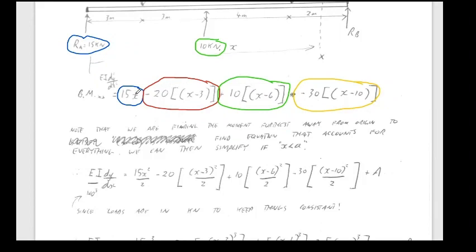We're going to integrate all of this once to get the slope. We're going to integrate it again to get the deflection. When we do that, we're going to use Macaulay's method, so if any of these terms are 0 or negative, we're just going to ignore them. We've got EI d squared y by dx squared is equal to this lot.